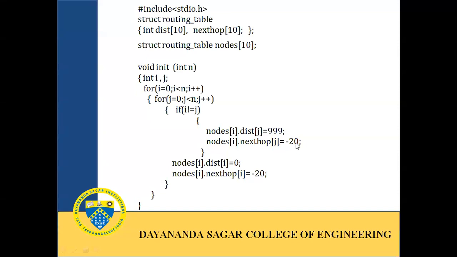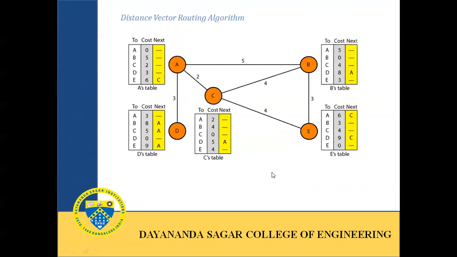And the next hop entries, we can make it as 0 or some other null value. But here we're using -20 just to indicate a hyphen in the ASCII value. This helps in maintaining the hyphen value in the table entry. So you can see that if a node belongs to its own node, then the distance is 0. And if it is for other nodes, then the value is infinity.